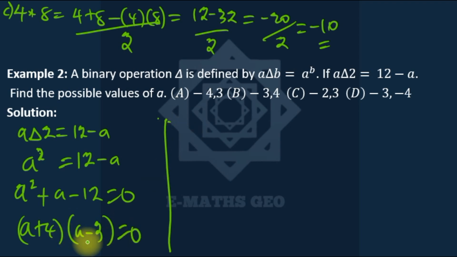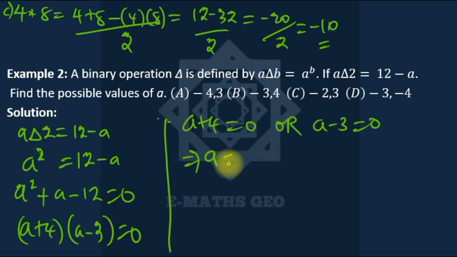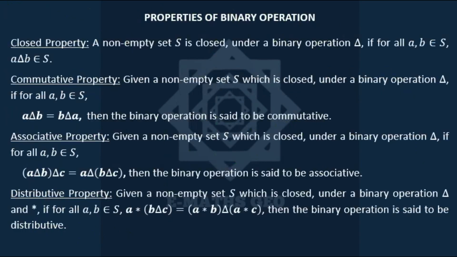So you know, for a product to be 0 means that one of the numbers must be 0. So either a plus 4 is 0 or a minus 3 is 0, which implies that a is minus 4 or a is 3. So our answer is minus 4, 3, so option A. So that's it. So let's look at the properties of a binary operation.